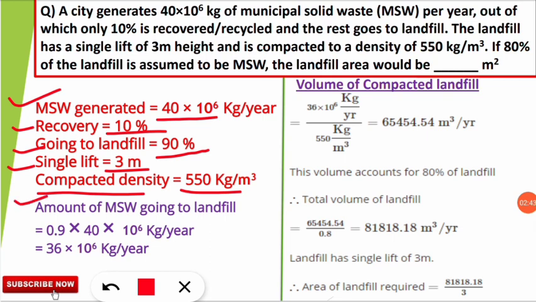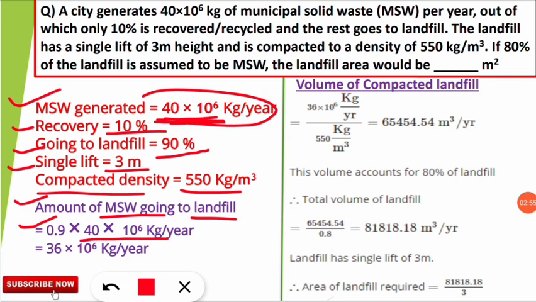The amount of total municipal solid waste going to landfill is how much? That is 90% of this value. How to calculate that? 90 by 100 multiplied by the municipal solid waste generated, that is 40 into 10 to the power 6 kg per year, and this value is the amount going into the landfill, that is 36 into 10 to the power 6 kg per year. I hope till now everybody is clear. If you have any doubt, you can ask me in the comment section.